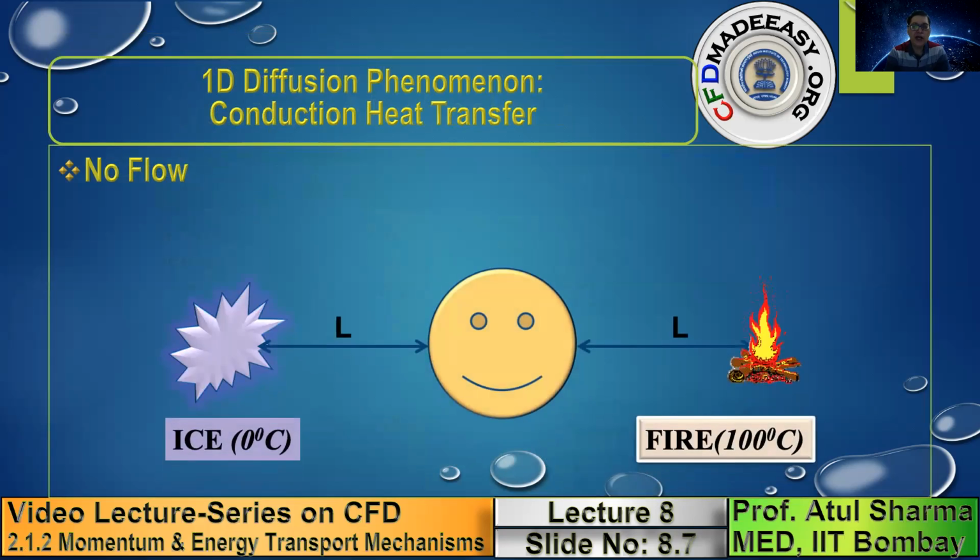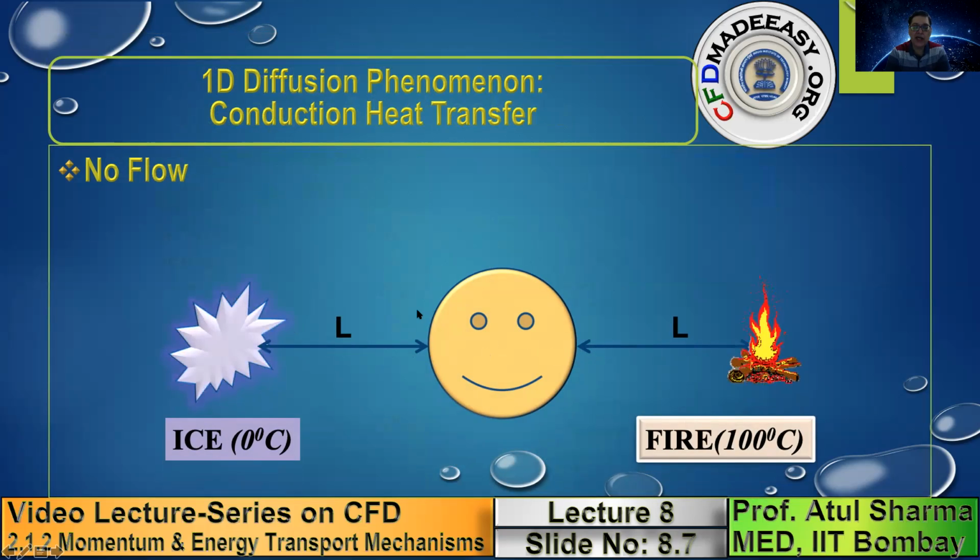Now, here a simple example is shown, first for diffusion, then I'll show for advection, and finally for convection. Let us suppose you are standing exactly in between ice at 0 degree centigrade and fire at 100 degree centigrade. Note that this spacing is L and this spacing is also L.